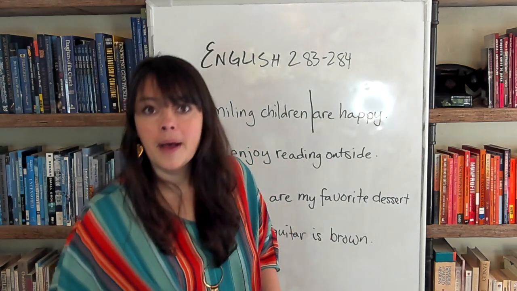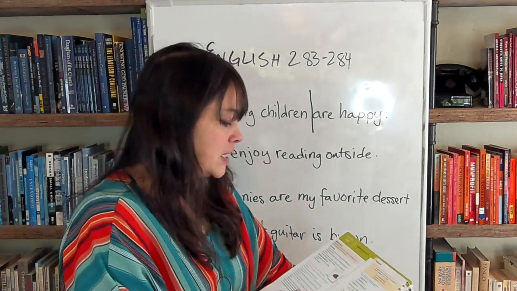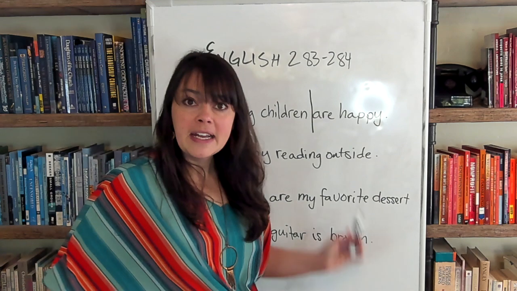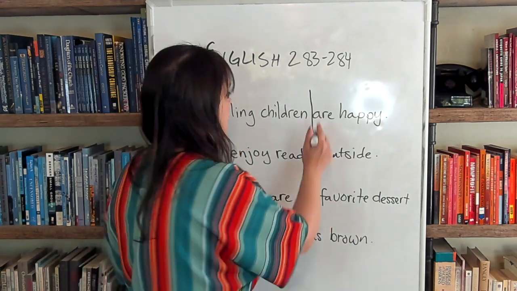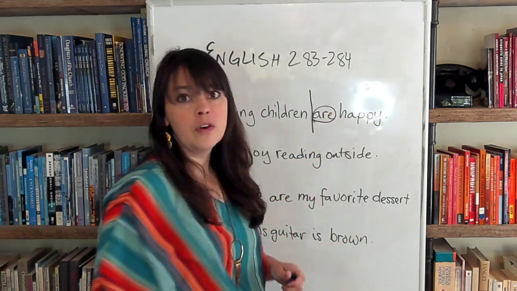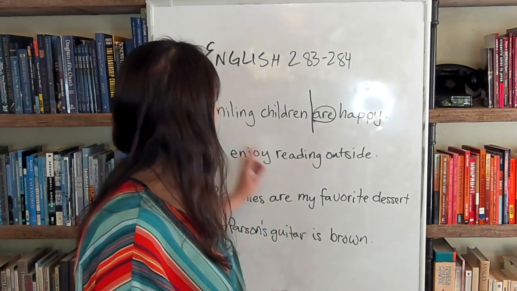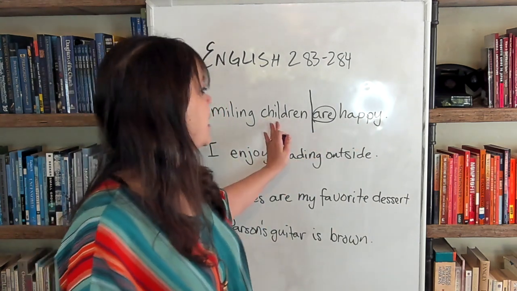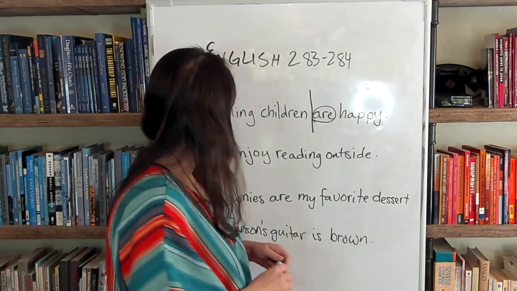Okay, and in your worksheet today, you're going to be doing that. You're going to be finding the subject and the predicate. You're going to be circling the verbs, all right? In this case, it's a linking verb. Smiling children are happy. Children is the subject.